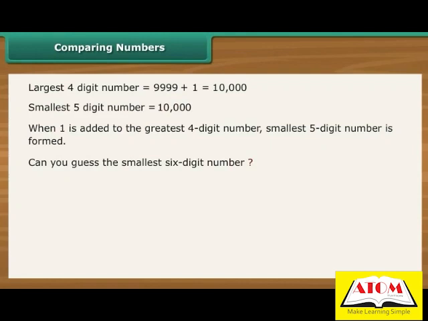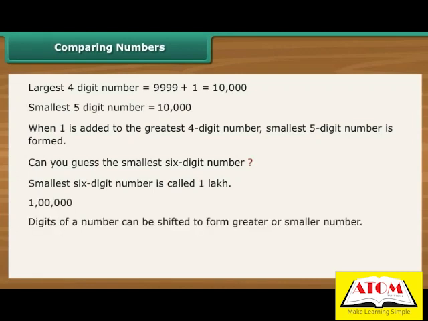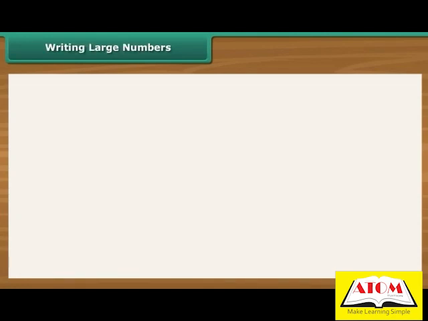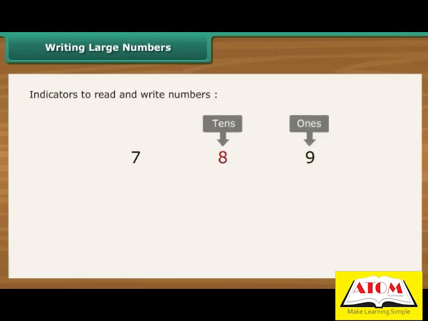Can you guess the smallest 6-digit number? The smallest 6-digit number is 1 lakh. Digits of a number can be shifted to form a greater or smaller number. Let us see how. Writing large numbers. Sometimes the large numbers are so large that it becomes difficult to keep track of. Then it helps to use indicators to read and write large numbers.